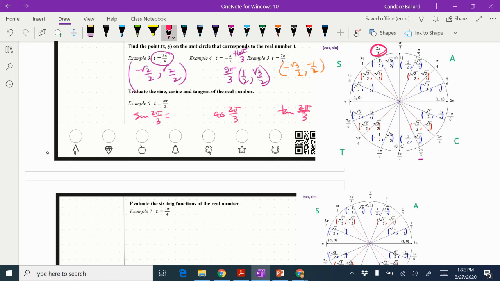So the sine, remember, is the y coordinate. So this is the sine of 2 pi over 3. It's square root of 3 over 2. The cosine is the x coordinate. So again, this is the x coordinate. So I've got negative 1/2.